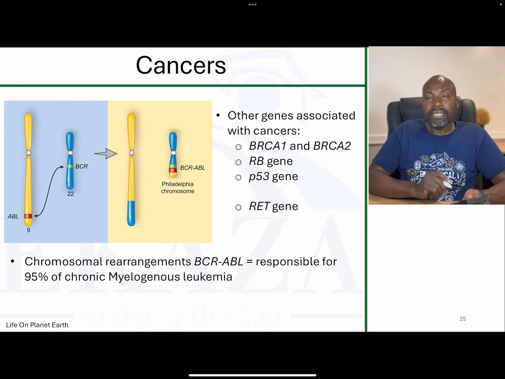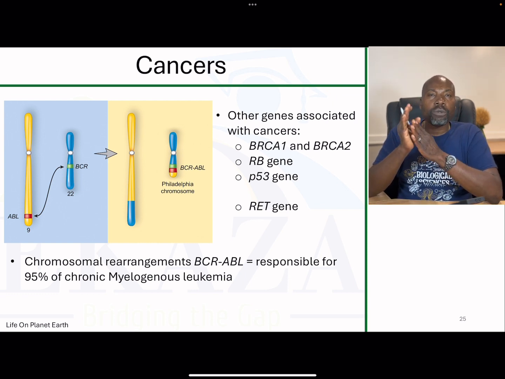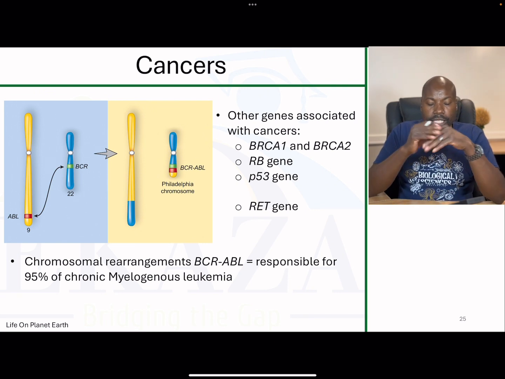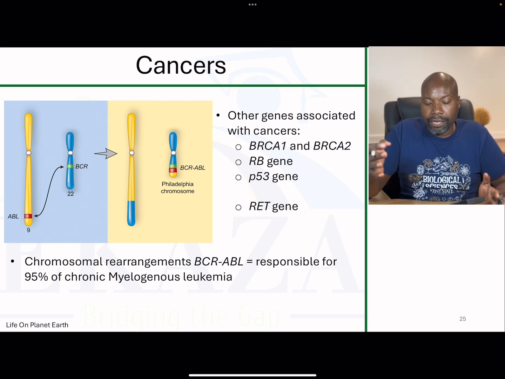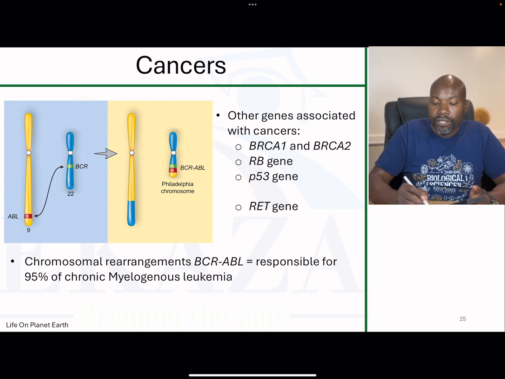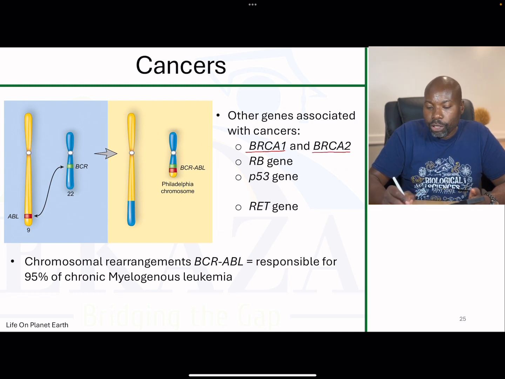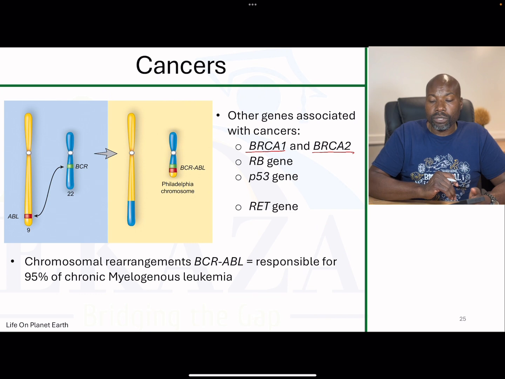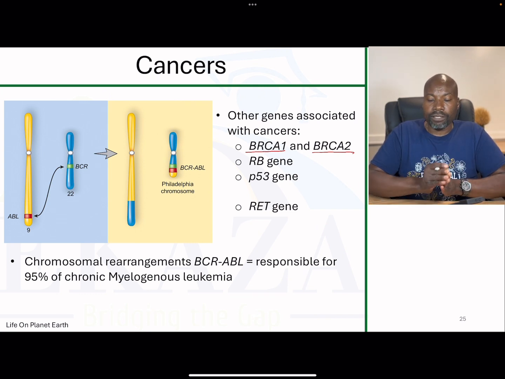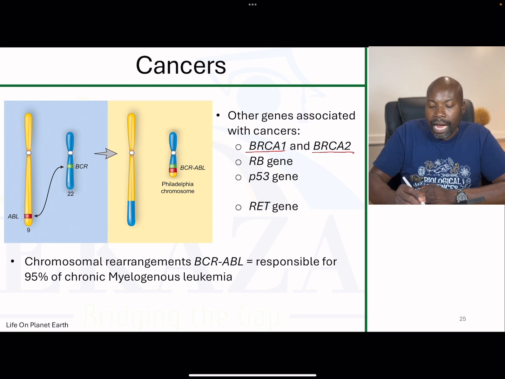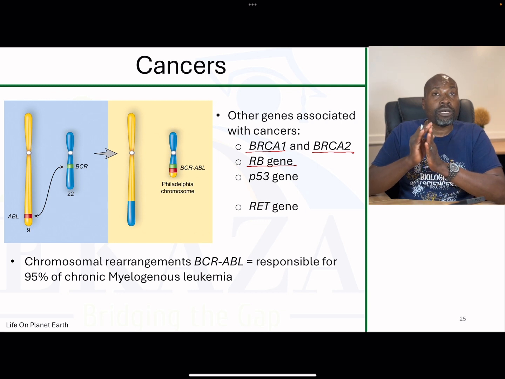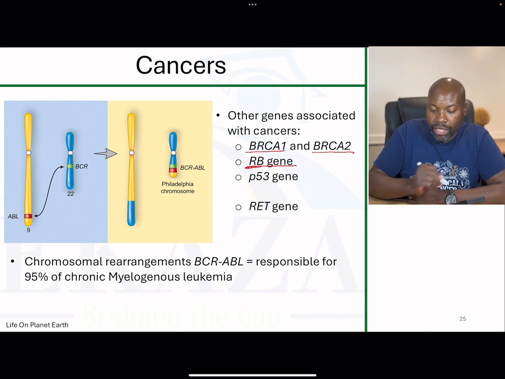Now, cancer can be associated with very specific genes. These specific genes have been identified. Some genes are, for instance, BRCA1 in the case of breast cancer, and BRCA2. Okay, these are some examples of genes associated with breast cancer. And we have the RB gene. RB is associated with retinoblastoma cancer. Retinoblastoma is the cancer of the eyes, okay, because of a mutation in the RB gene.